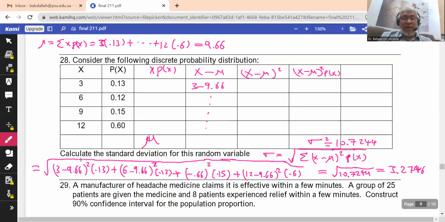If you need x bar, if you need mu, just press number 2. Say equal, you will find that the answer is 9.66. Or if you want the standard deviation, check number 3, because it is a population, sigma x, check sigma, not s here. The answer would be 3.274 as we have.